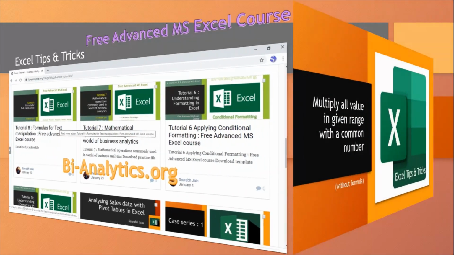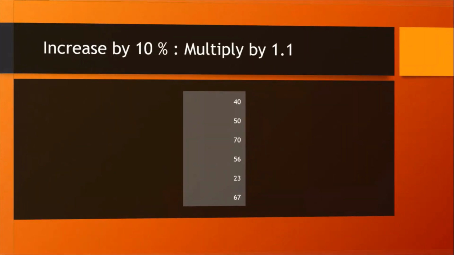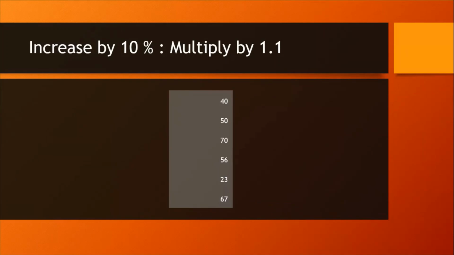So today in tips and tricks we have how to multiply all values in a given range with a common number. Say this is a range where we have values like 40, 50, 70, 56, 13 and 67, and we want to increase it by 10%. We have to multiply by 1.1, but we don't want to use extra column or formulas to apply it. So how can we do it? Let's move into Excel.